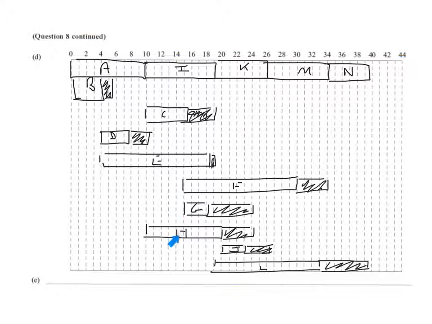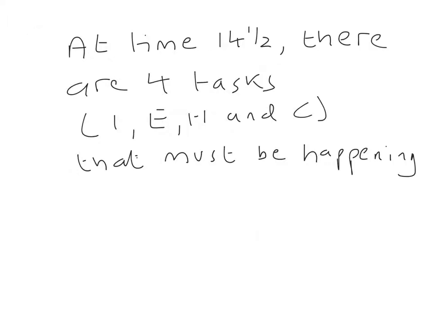F isn't, that isn't, but H is, and even if H slides along, after 14 and a half days, H still has to be able to take place. So, however we slide things along, H, E, C and I all have to be taking place after 14 and a half days. So that's what we need to write as our answer to part E. I'll do that on the next slide. So there would be a good answer for that.